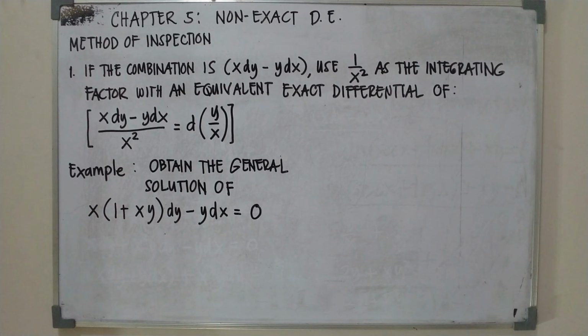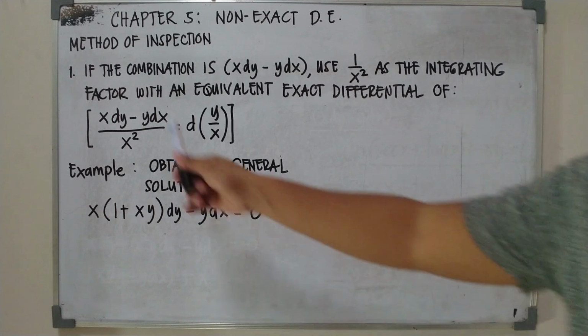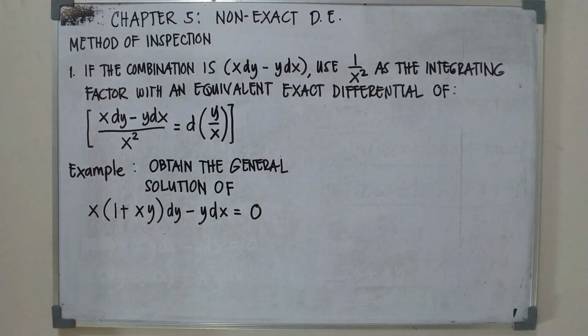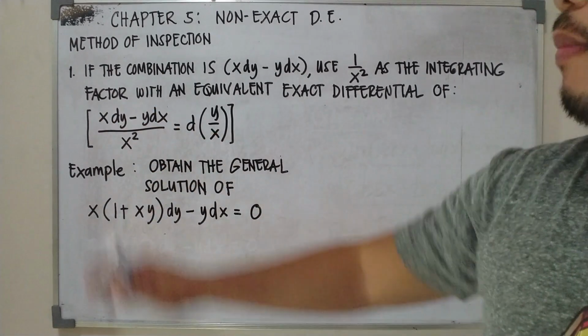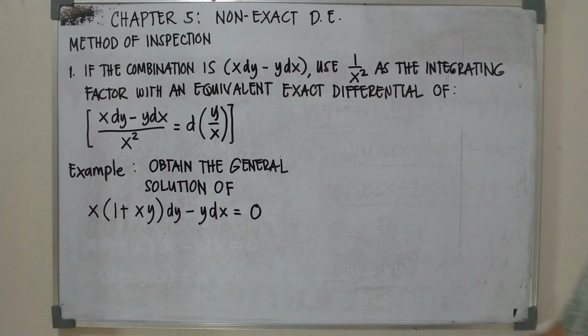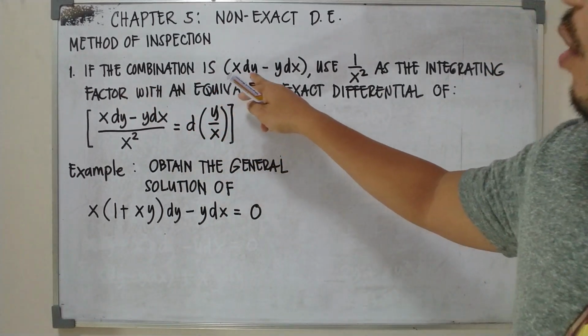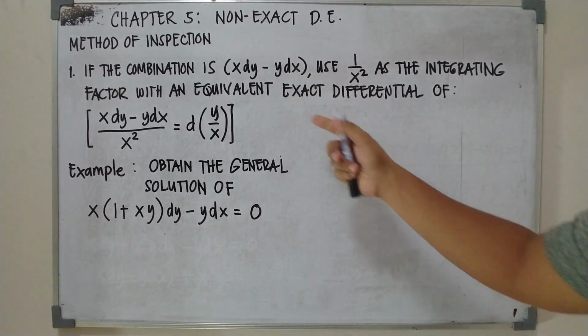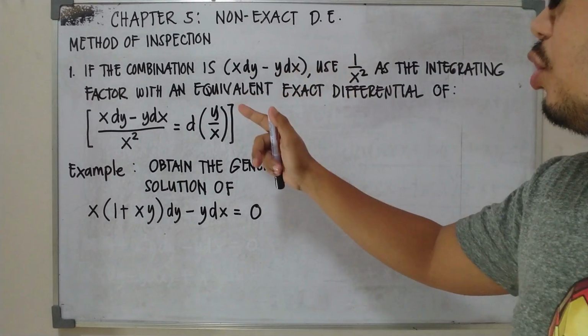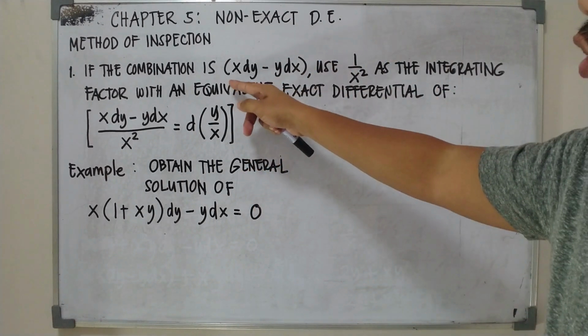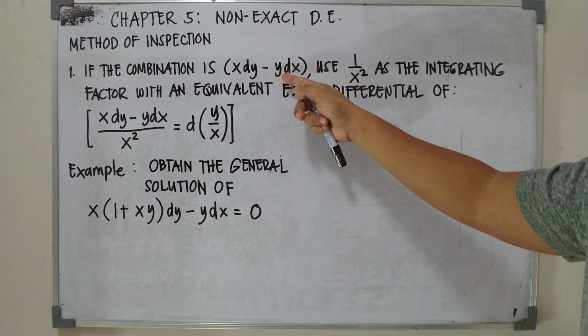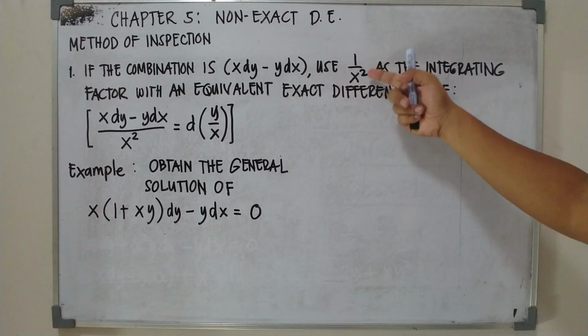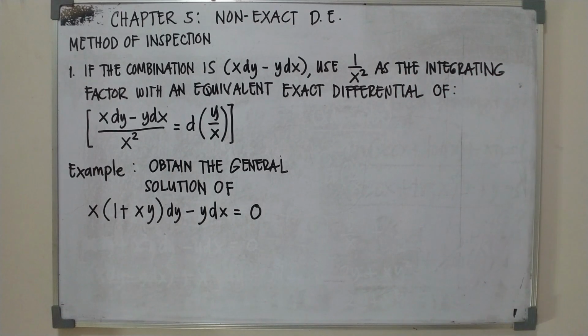Another method of solving a non-exact differential equation is by the method of inspection. The method of inspection depends on the recognition of the combinations of x, y, dx, and dy. Here, the first combination that we are going to use is x dy minus y dx. If you find on your non-exact differential equation that you have this combination, x dy minus y dx, you will use 1 over x squared as your integrating factor.